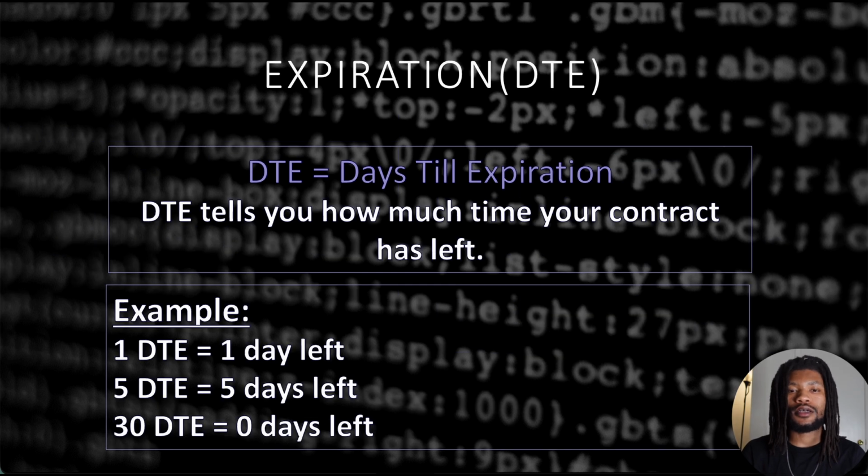Alright, the next part of a contract is the expiration date, or the DTE. DTE stands for days till expiration, and it tells you how much time your contract has left. So if you had a contract that had 1 DTE, it'd be 1 day till expiration. If you had a contract that said 5 DTE, it'd be 5 days until it expired. And if you had a 30 DTE contract, it would be 30 days until that contract expires.